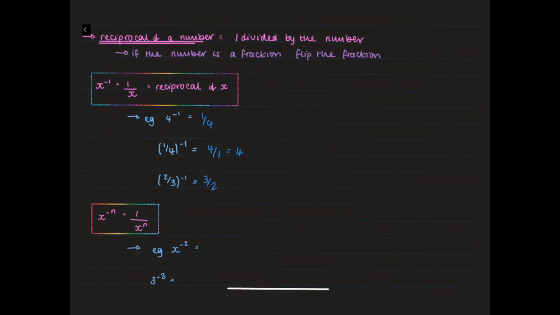Now, if I have x to the power of minus n, then I have 1 over x to the power n. So if I have x to the minus 2, what that means is I'm going to have 1 over x squared. So if I have 3 to the minus 3, I've got 1 over 3 cubed, which is 1 over 27.